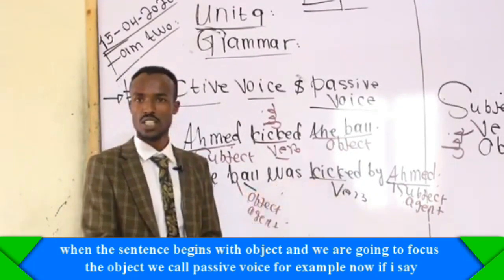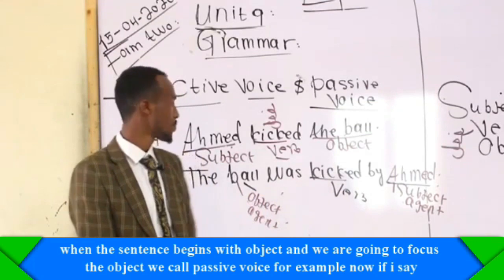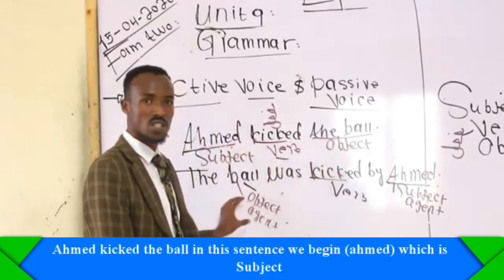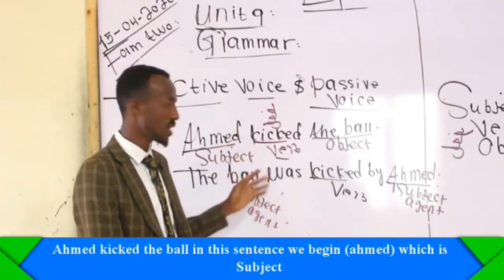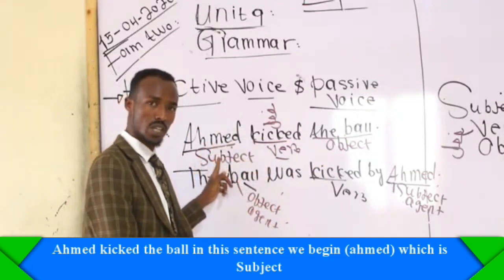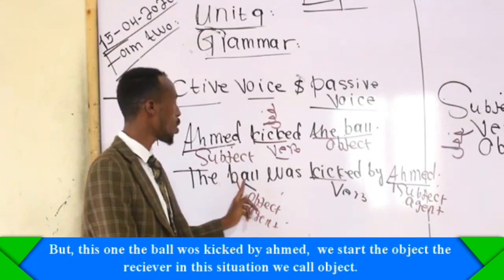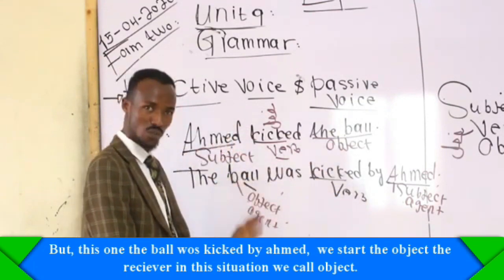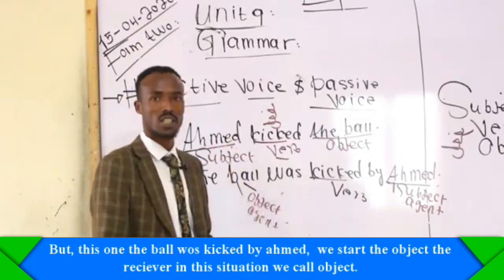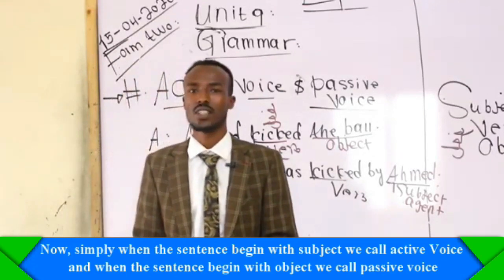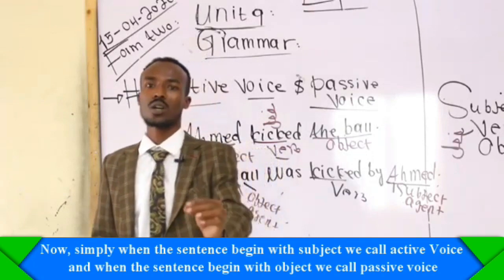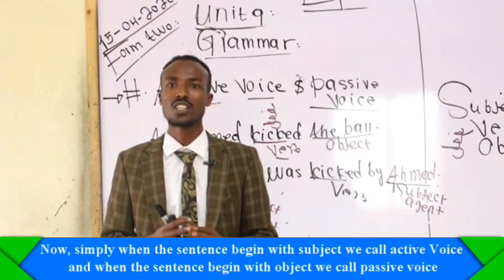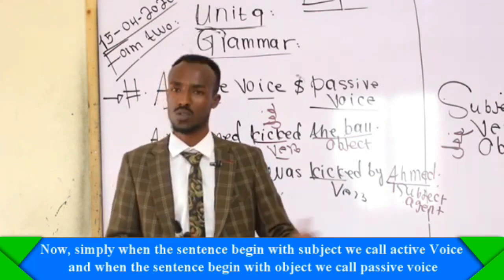Simply, when the sentence begins with a subject and we focus on the subject, we call it active voice, like this one. When the sentence begins with the object and we focus on the object, we call it passive voice. For example, Ahmed kicked the ball: in this sentence, we began with Ahmed, which is the subject. But in this one, the ball was kicked, we started with the object, the receiver.